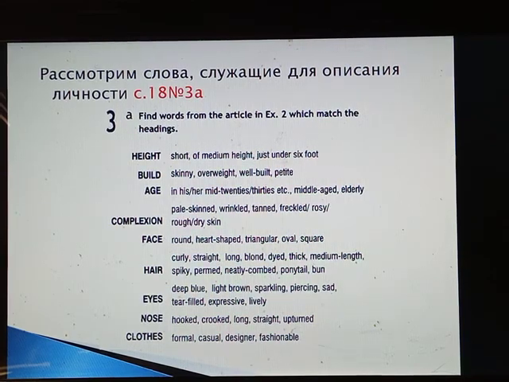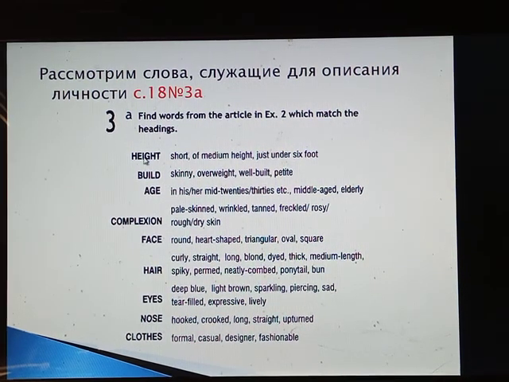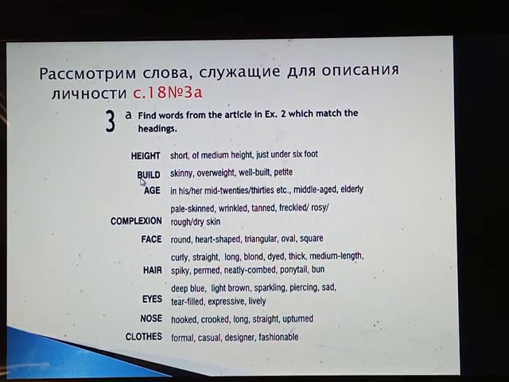Now, here are some useful words we can use to describe a person. When we speak about a person's height, we use the words short, of medium height, just under 6 foot. Build. A person can be skinny, overweight, well-built, petite. Age. In his or her mid-20s, 30s, etc. Middle-aged, elderly.